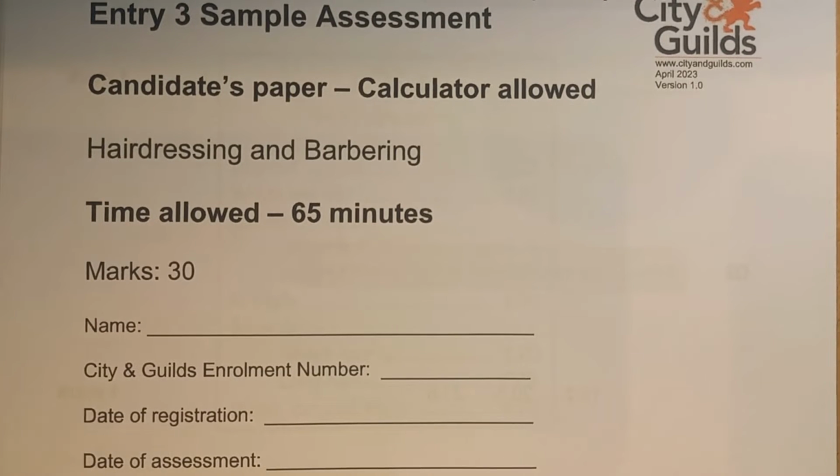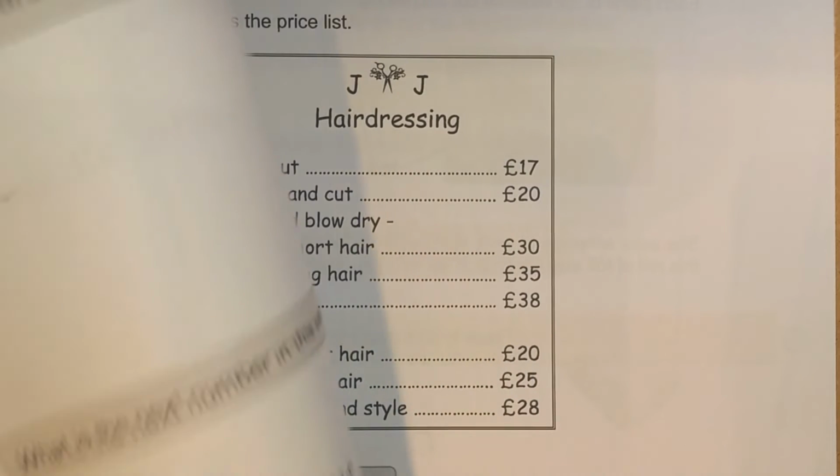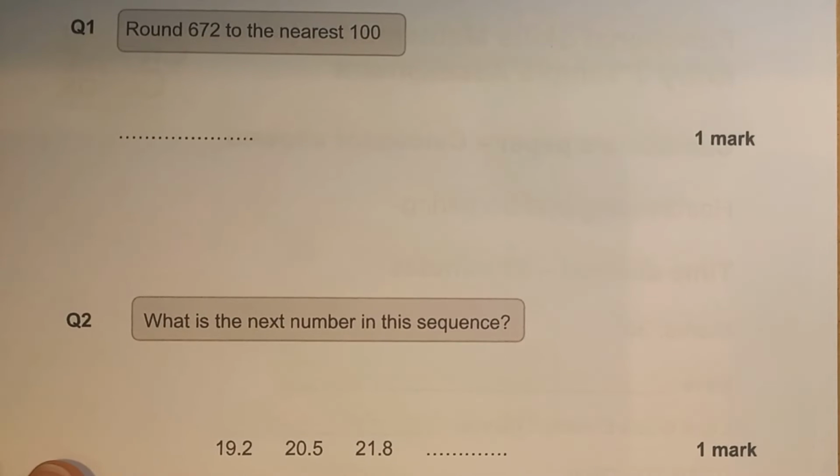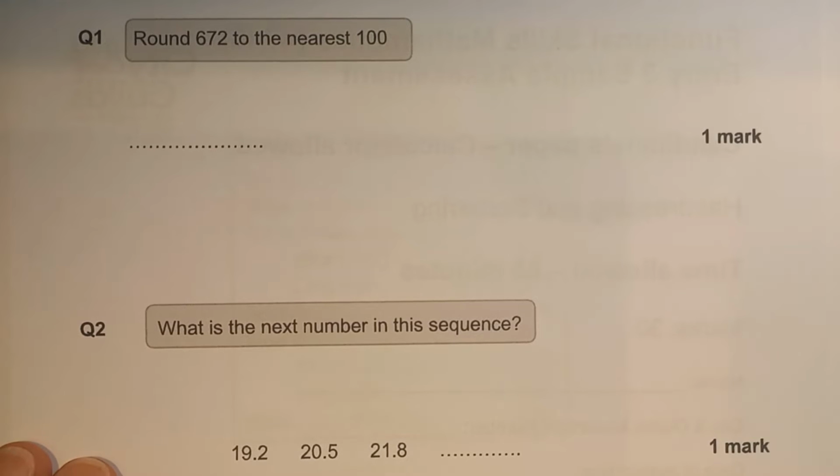Okay, so now we're on to the calculator section of the paper. Okay. Question 1. Round 672 to the nearest 100.